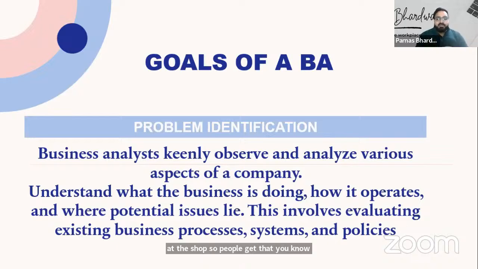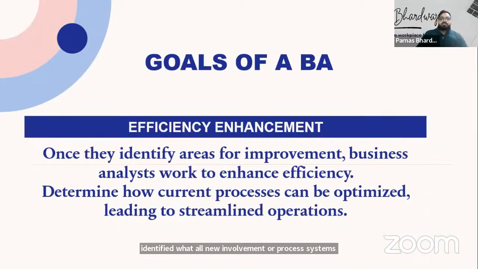So this kind of problem identification we would do in our business operations, where we identify what all new involvement or process systems can be involved, so that we have a clear path on how to identify a problem. Next goal is to enhance the efficiency. Now, once we identify the areas of improvement, our business analysts will work to enhance the efficiency.